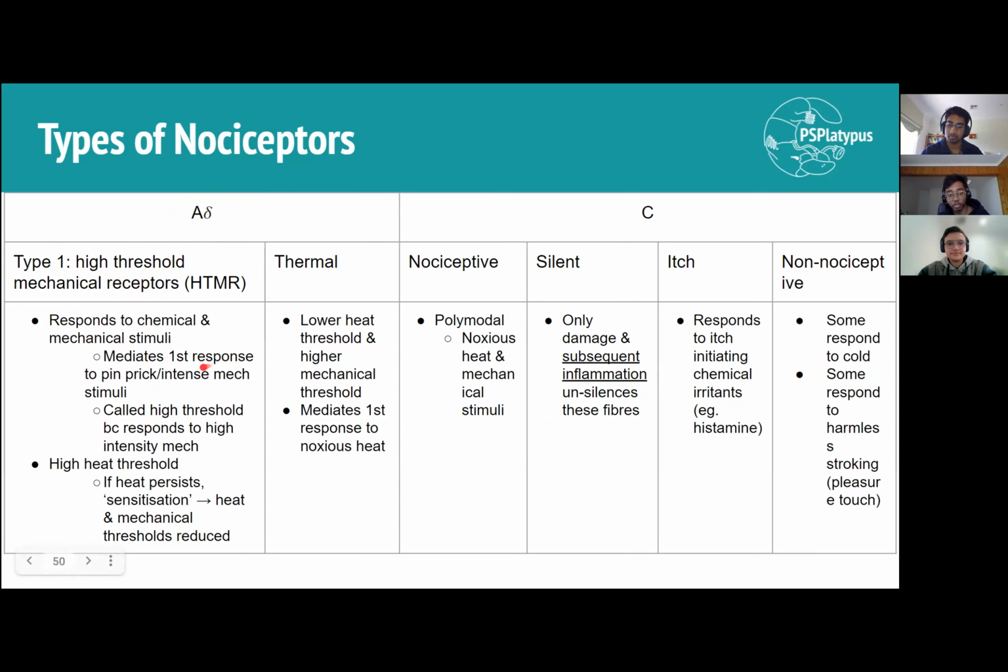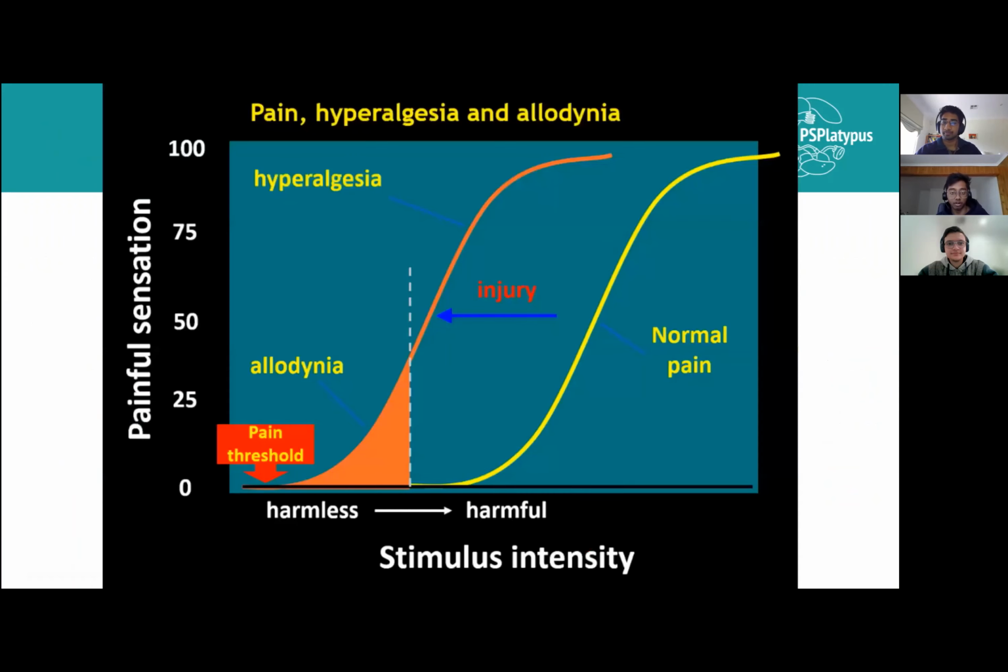So first, it mediates the first response to a pinprick. And it's called high threshold because it responds to high intensity mechanical stimuli. It also responds to chemical stimuli, and there's also heat. It also has a high heat threshold. So if there's persistent heat, it becomes sensitized, and then both the heat and mechanical thresholds are reduced. We're going to talk about sensitization and how that occurs later, but it's essentially the process of interpreting stimuli as more painful, and it's kind of like this graph here. It's like us being able to detect pain more.